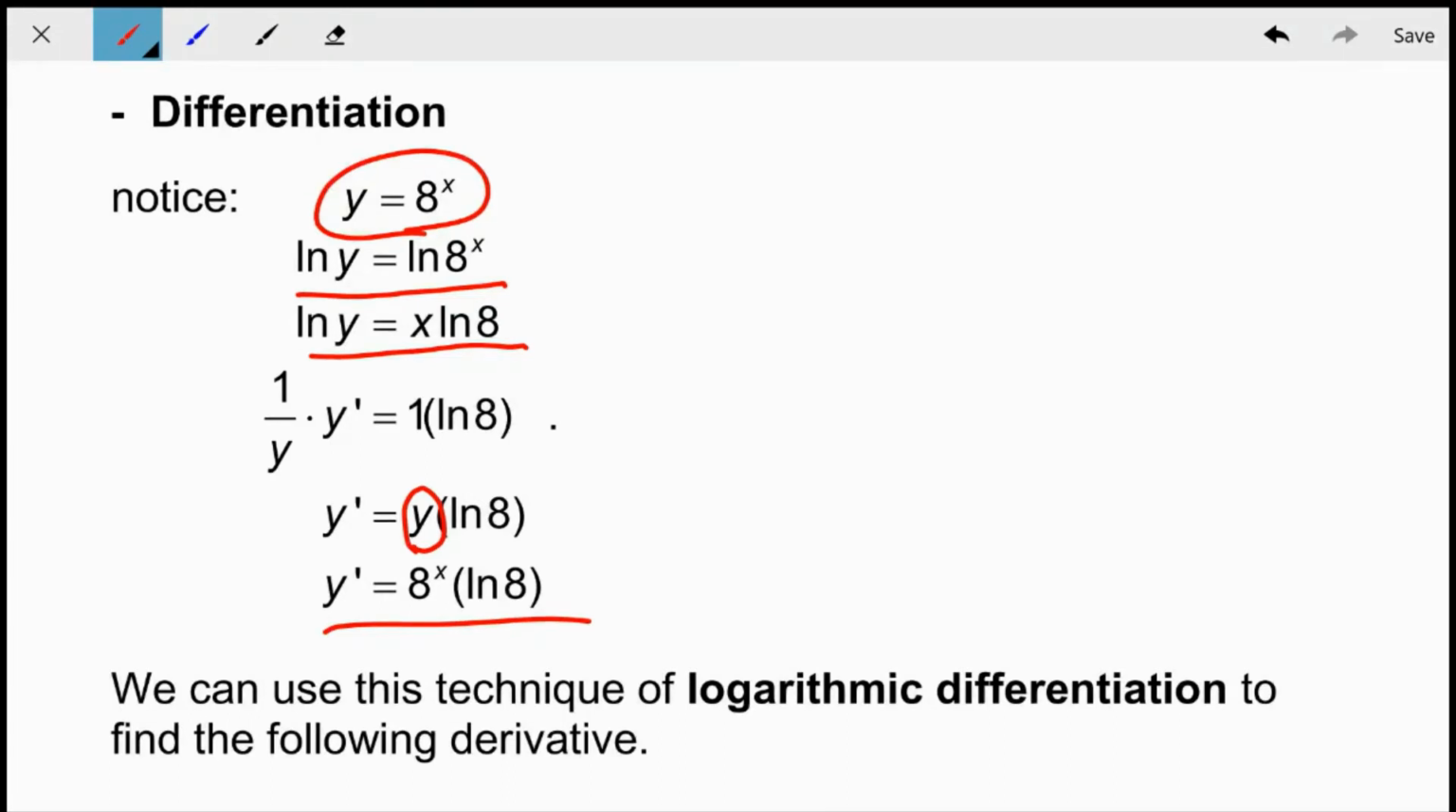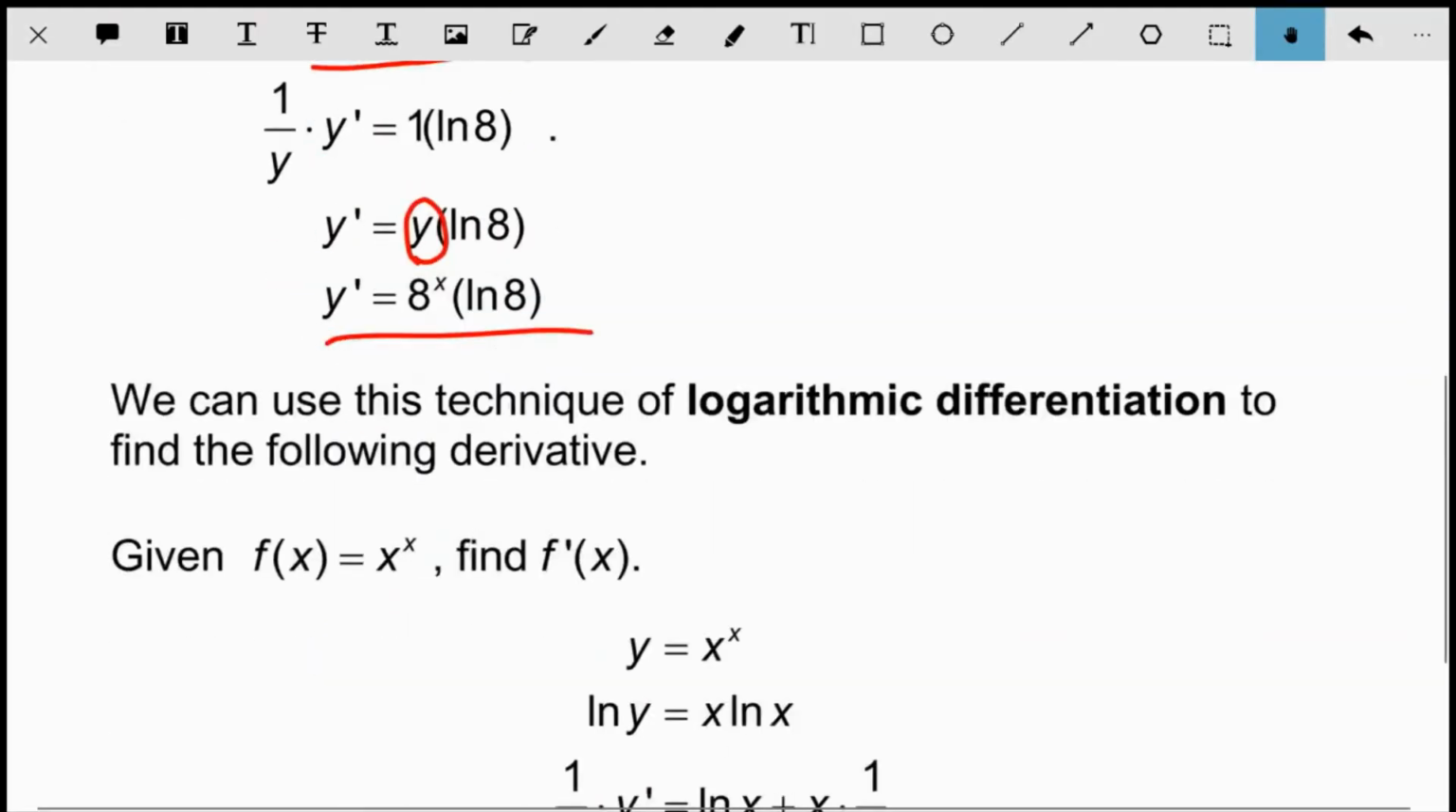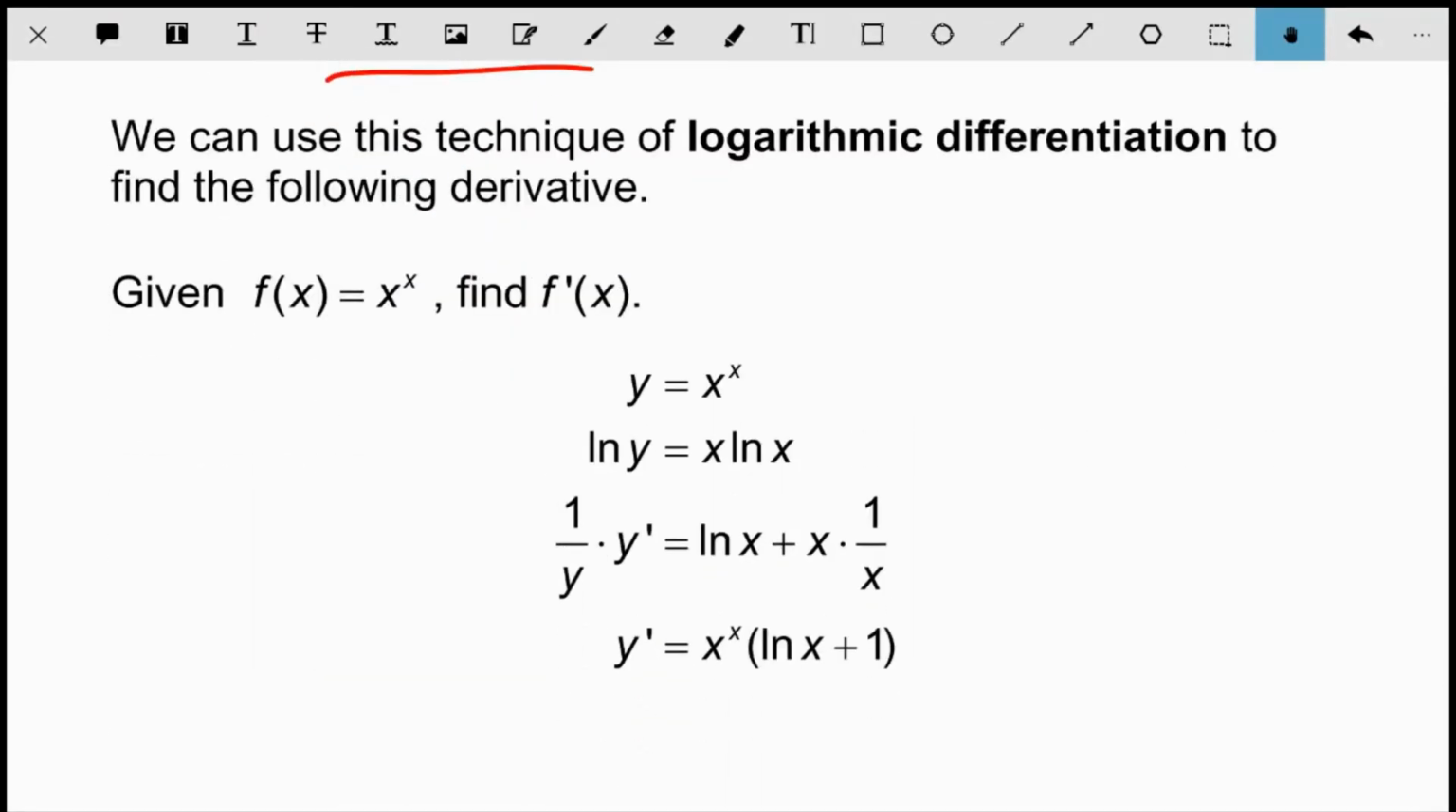Now, like I said, it wasn't necessary there, but I showed it to you that way so you can see the result is what you were expecting it to be. Now, let's go through and look at a problem where we can create a new derivative rule. So let's say we had a function that was x to the x, and we want to take the derivative.